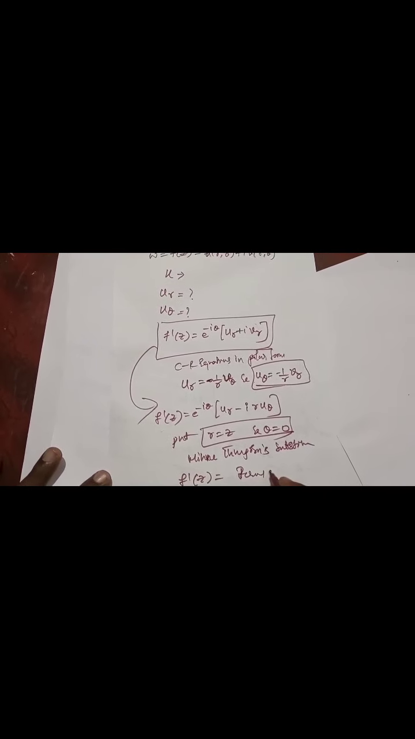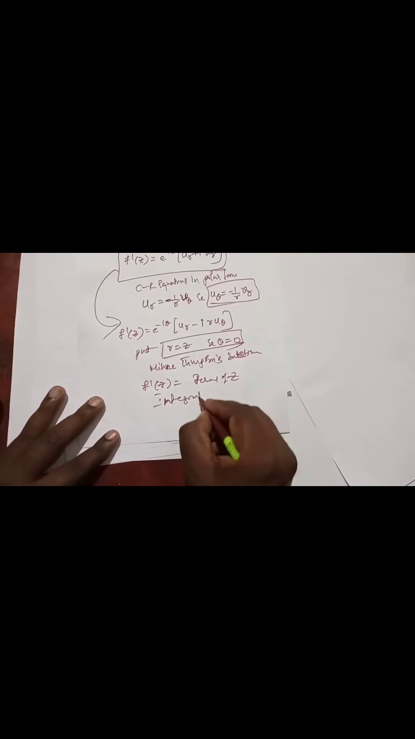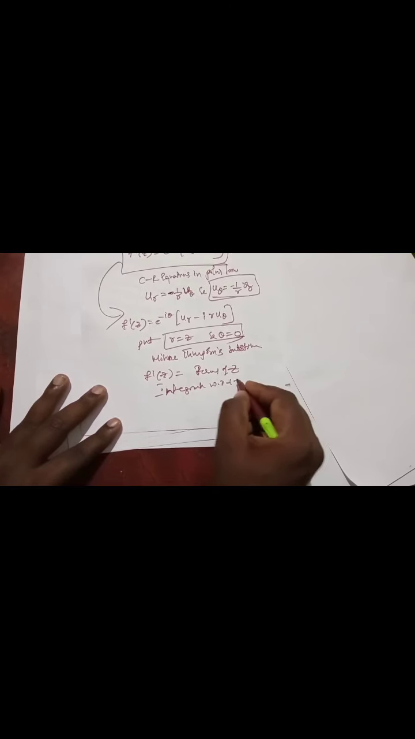By using this, we will get f dash of z in terms of z. After getting this, integrate with respect to z, then we will get the required analytic function f of z in terms of r and theta. This is how we have to construct an analytic function whose real or imaginary part is given. Here the real part is given.